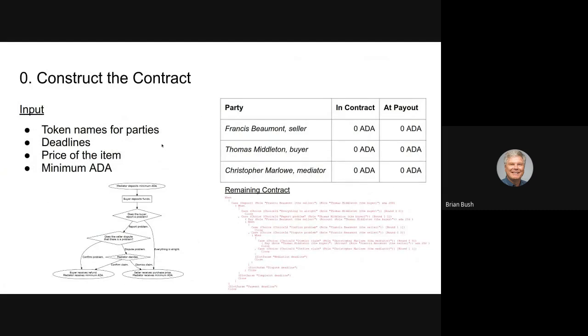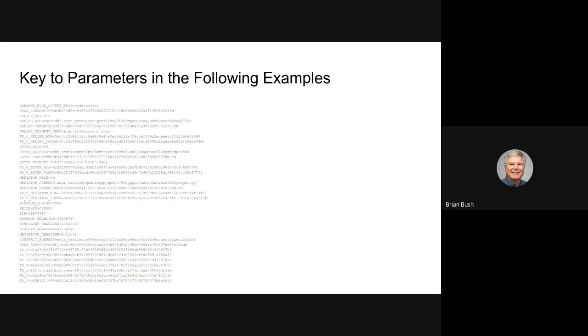So what you need is the names of the parties, you need the deadlines, you need the price of the item, and then there's a Cardano on-chain requirement for something called min ADA. And these are basically the input things. Here's what the contract looks like. Here's what the flowchart looks like. And we have these two validator scripts, these two addresses. One is for the contract, one is for the payout. And of course, initially they start empty. So we have the full contract, we have a bunch of input, and there's no funds in the contract.